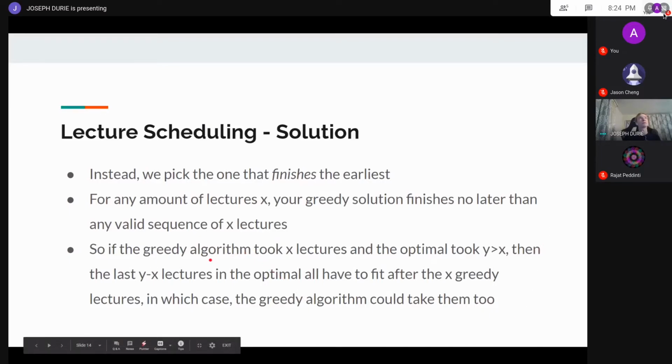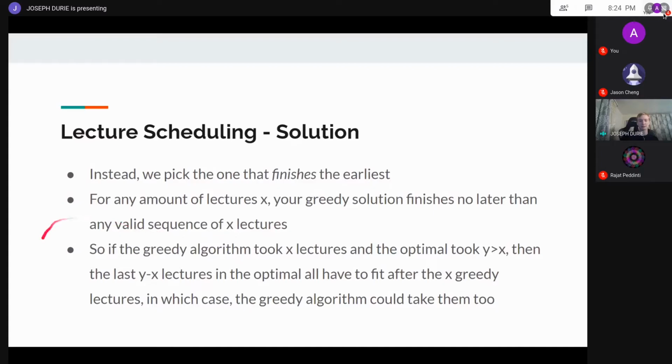So yeah, if the greedy took X and the optimal took more than X, like let's say it took Y greater than X, then the last Y minus X lectures in the optimal all have to fit after the X lectures in the greedy, right? Because they have to start after the X lectures in the optimal, which end after the X lectures in the greedy. So they have to be after the X lectures in the greedy, which means we can add those to our greedy solution and extend it, which means that this isn't really the greedy solution. So we have a contradiction.